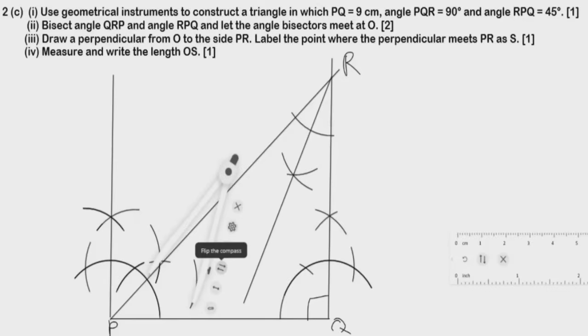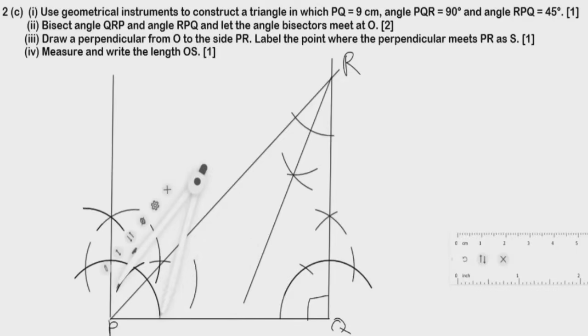I'm going to bring the compass here without changing the length, the width between the arms. Then I'm going to draw the arc like that. Then I'm going to get my compass and put it there. Then I'm going to draw the line.